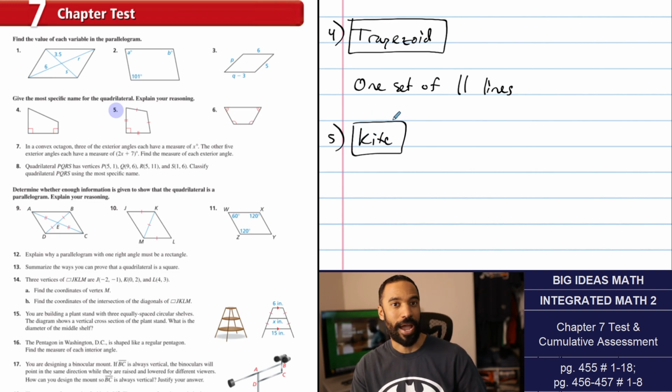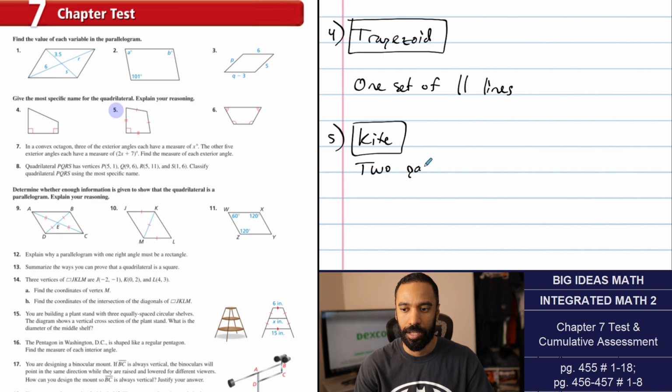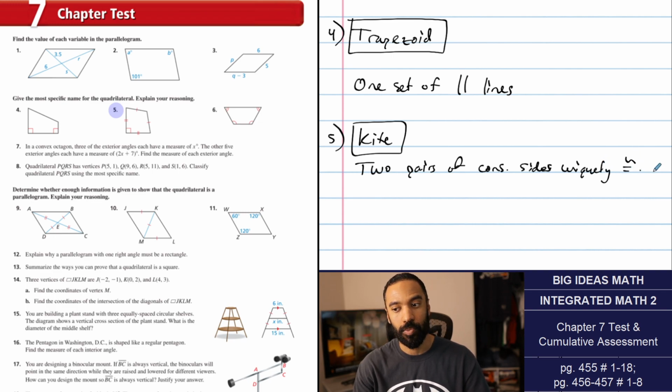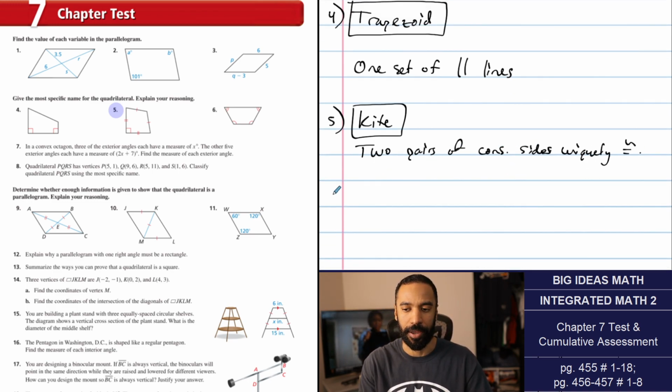I don't know if it's called a right kite or something like that, but this is a kite. Doesn't matter about that right angle. This is 2 pairs of consecutive sides that are uniquely congruent. Now, if all of the sides were congruent to each other, it would be a rhombus. If opposite sides were congruent, it would be a parallelogram. They're consecutive sides that are congruent.